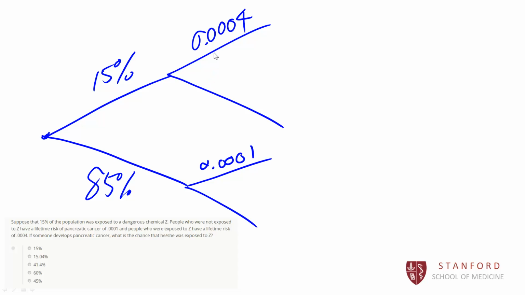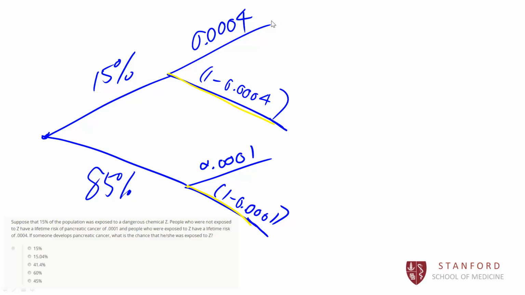And I'm just going to subtract to fill out this branch and this branch. I'm basically going to just subtract from 1. So this branch is going to be 1 minus 0.0004, and this branch is going to be 1 minus 0.0001, because that's the probability that's left over. Another way of thinking about that is that these probabilities have to sum to 100% at every juncture.